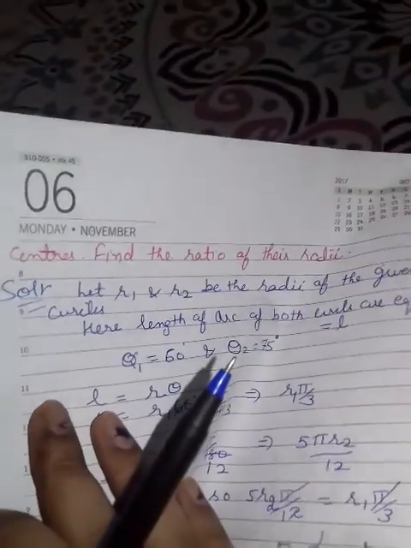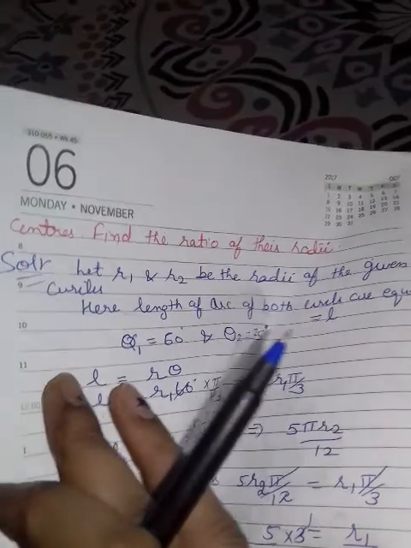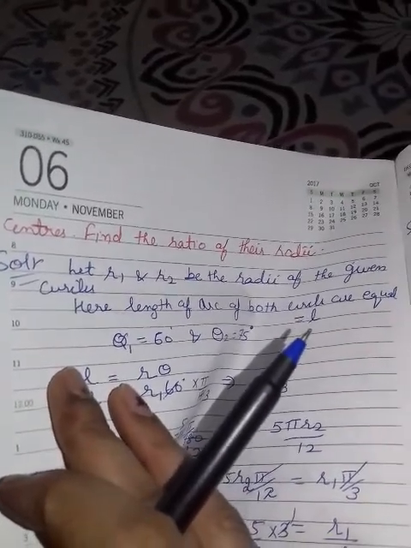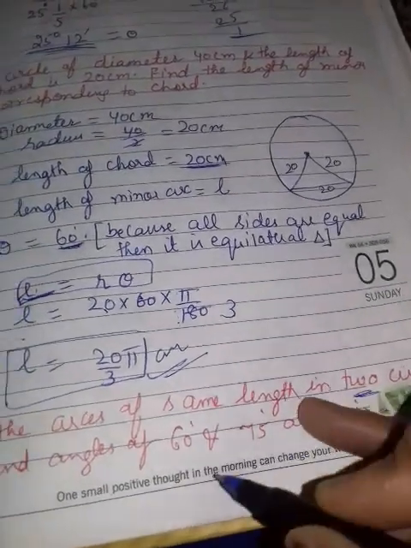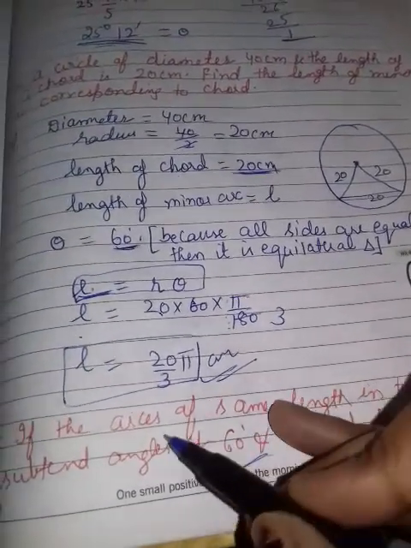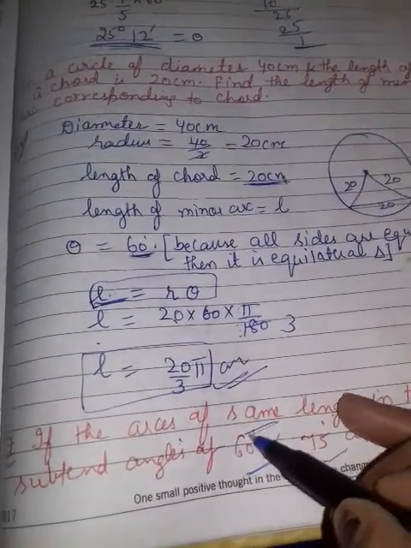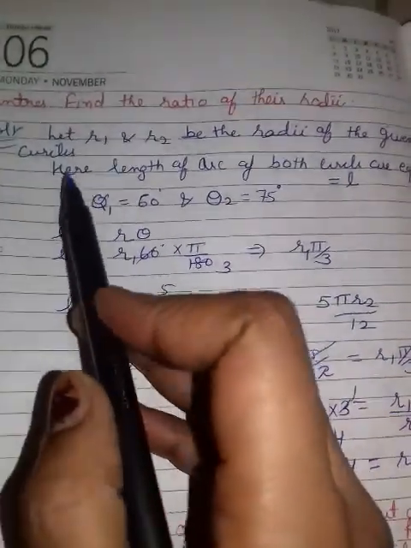Next question is, if the arcs of same length in two circles subtend angles 60 and 75 at their centers, find the ratio of their radii. Clear? Means you have to find the ratio of their radius. How many circles are here? 2 circles are here. Angles 2 are given, but length of arc is given to you same. Clear? Theta is given, radius you have to find in form of ratio.